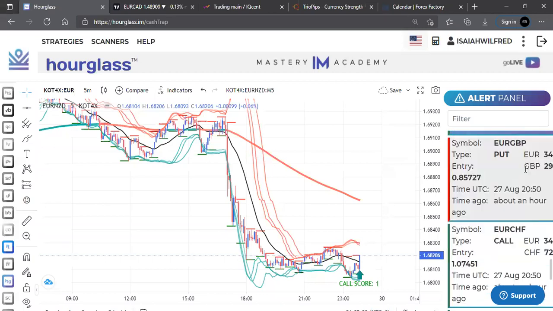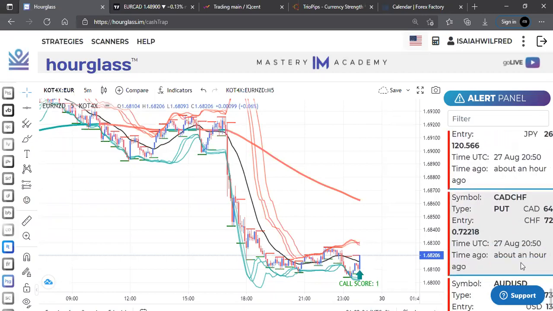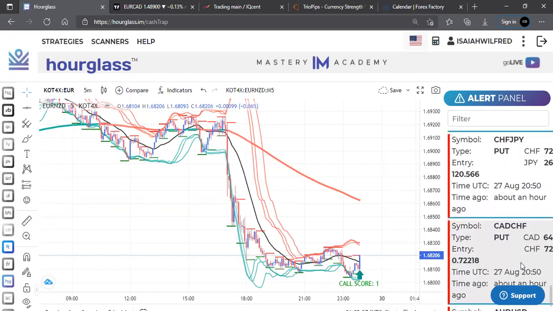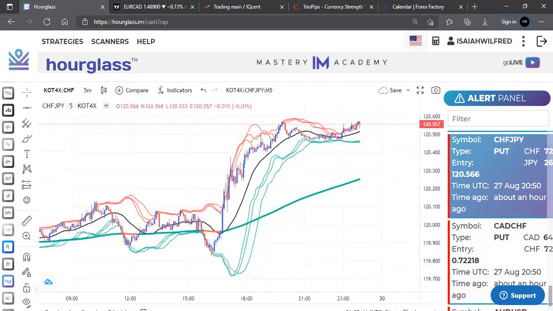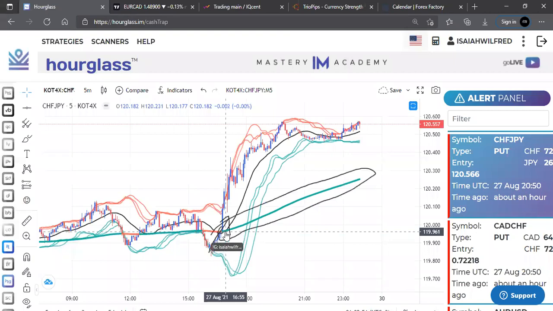Now let me look for one that has the EMA as green. CHF JPY should have green because the top is very strong. Look at the moment the market broke through here, the EMA became green. So at this point, you should know that, okay, calls, 8 points.